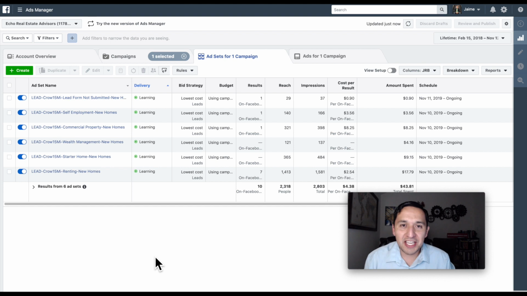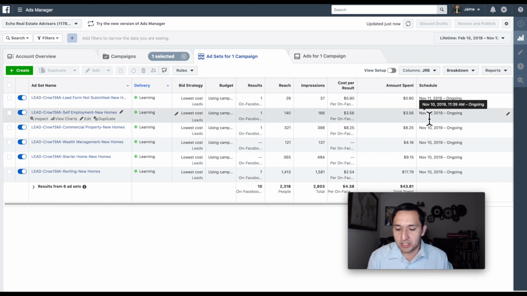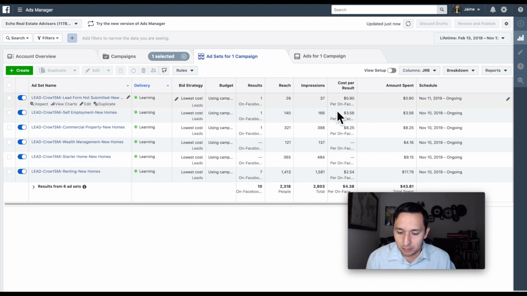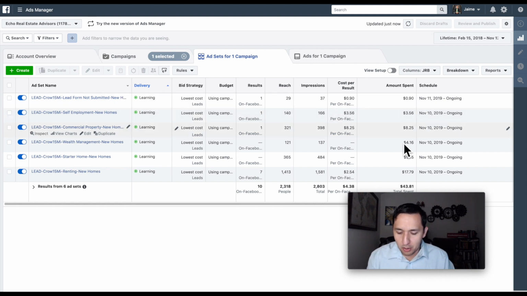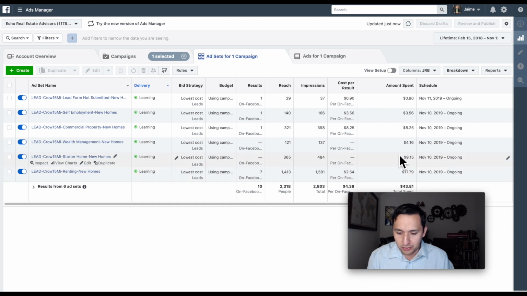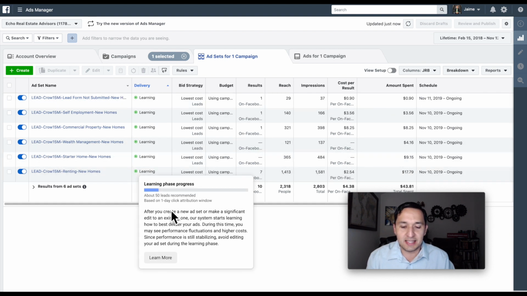All right, so let's check in. We are on day 2 of this campaign. Overall, we have 10 leads at an average of $4.38. The campaign was launched November 10th, right around noon, and we are in November 12th, a little bit over 6 p.m. So we're working on past the 2-day mark, and we have $43.81 invested in this campaign.